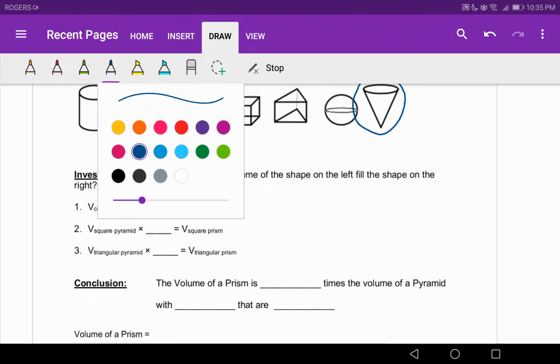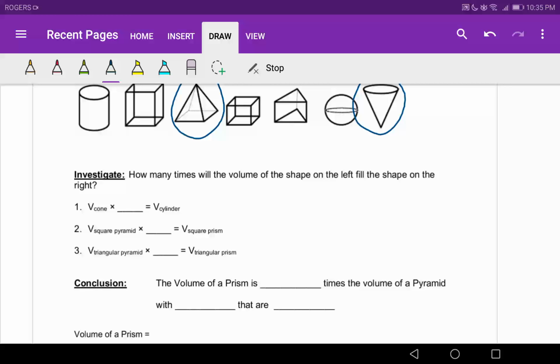So I'm just going to fill in this question here where it says, okay, my volume of a cone times 3 would be the volume of a cylinder. And this is important to remember. So a cone, it's 3 times smaller. It holds 3 times less liquid than a cylinder.